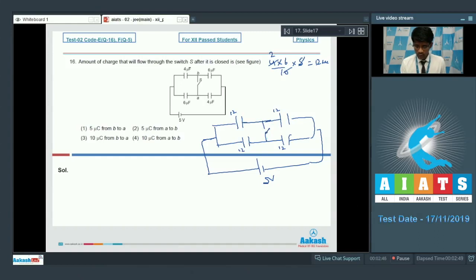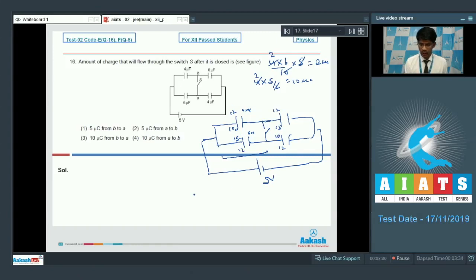Now once this switch is closed, these two capacitors of 4 microfarad and 6 microfarad will be connected in parallel, and the potential difference across these 2 points will be how much? 5 by 2 volt. So the final charge after connection of the switch, this being 4 microfarad, I would say 4 into 5 by 2, so it is 10 microcoulomb of charge here, and here 6 into 5 by 2, it will be 15 microcoulomb of charge. Similarly on this side it will be 15, and here it is 10.